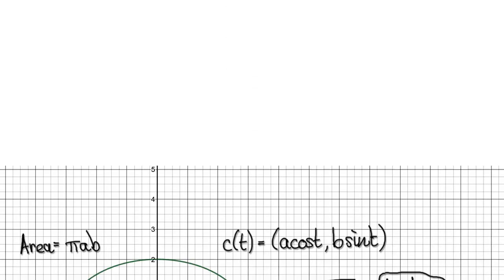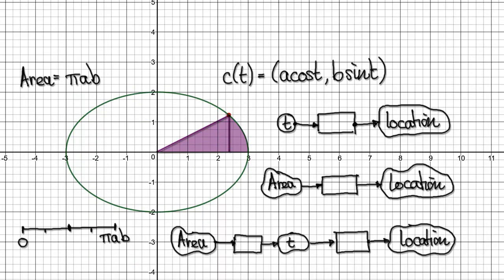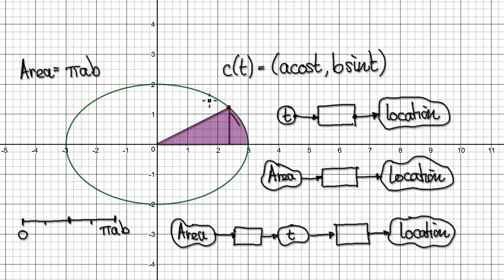In this video, we're going to use an area to describe a motion of a particle moving along an ellipse. So we are going to input an area, and then it will give us the x location and the y location of a particle.